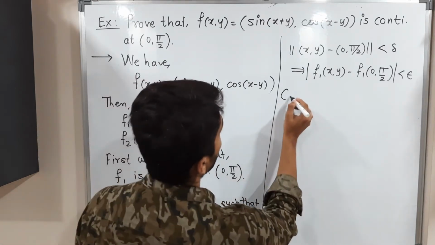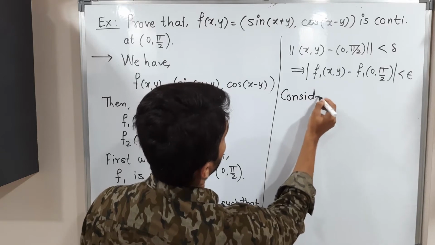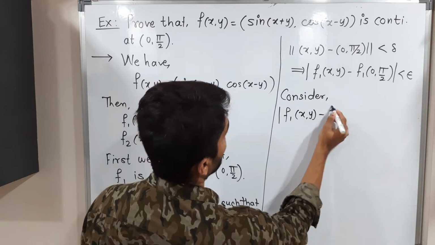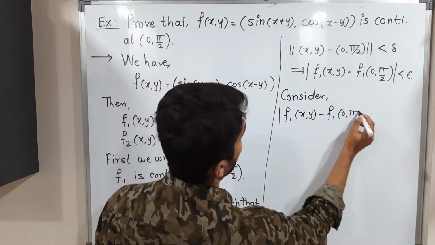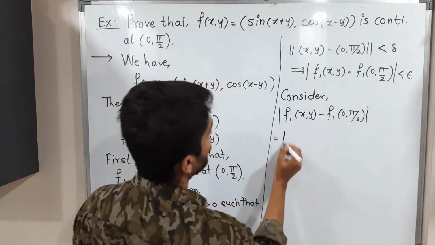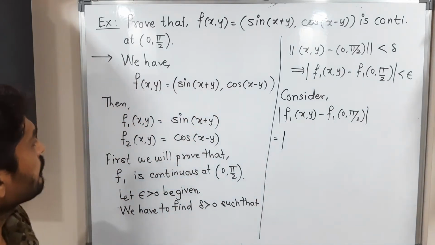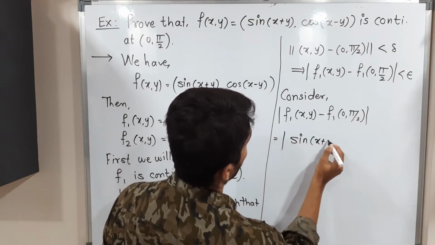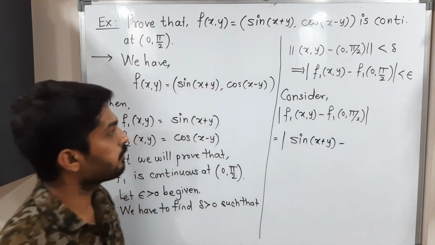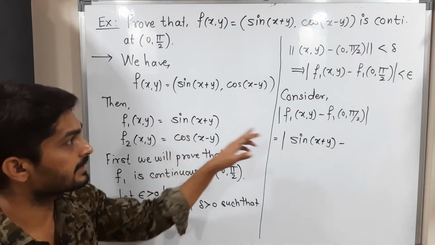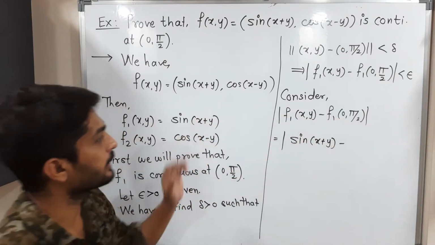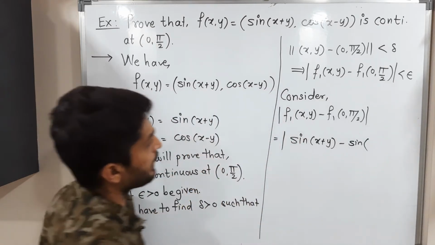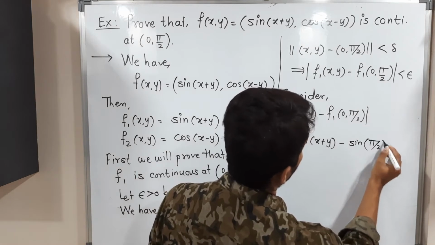So consider mod of F1(x,y) minus F1(0, pi/2). Let us find its value. What is F1(x,y)? F1(x,y) is sin(x+y), minus F1(0, pi/2). Same definition: x is 0 and y is pi/2. So that's why sin(0 + pi/2), that means simply sin(pi/2).